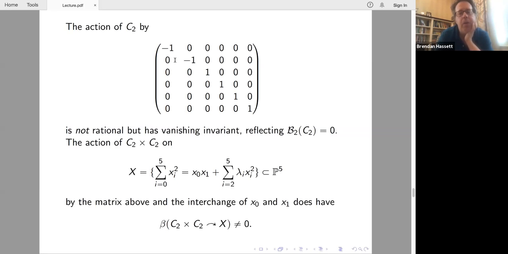And so this is not super surprising because we know already that there are non-trivial elements in B2 for the Klein-4 group. And so there's some space for these invariants to actually work on. So we're taking that into account in this case.